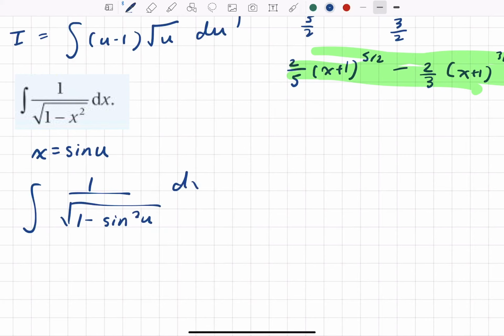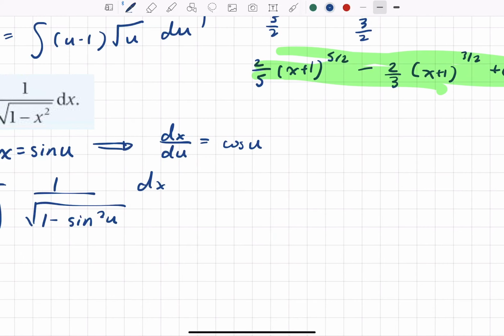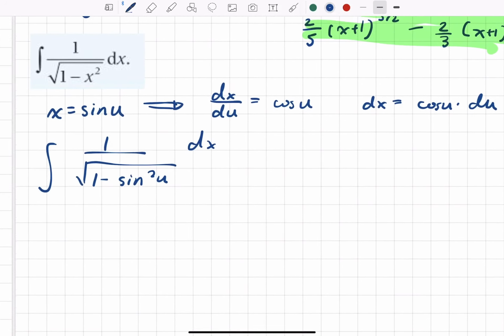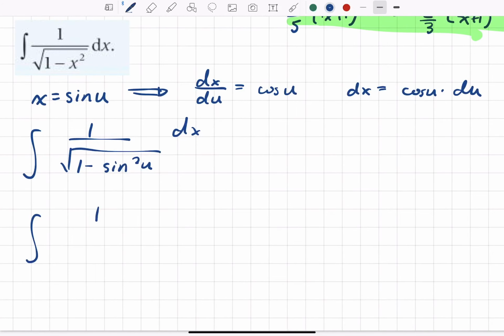Now, before I continue, we need to make sure we actually take the derivative of x with respect to u. So dx with respect to u is just going to be cos u. And, of course, we need to isolate for dx, so we have dx is equal to cos u times du. So I'm going to make that substitution for dx: 1 minus sine squared u, times cos u du.